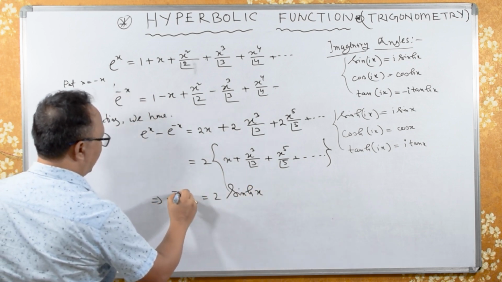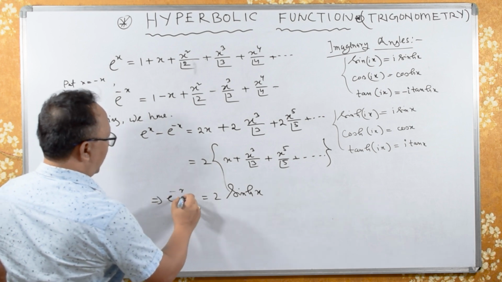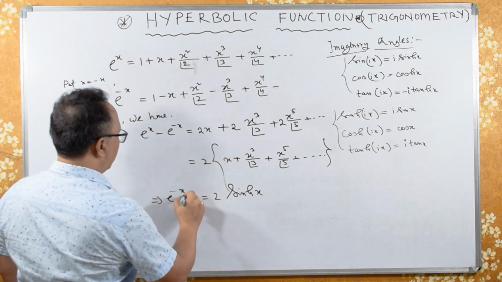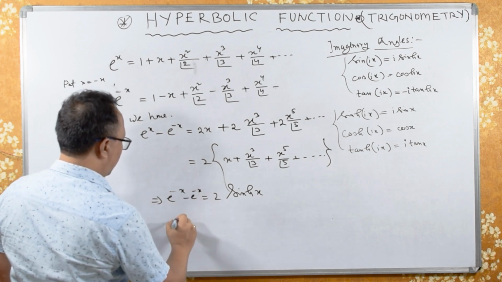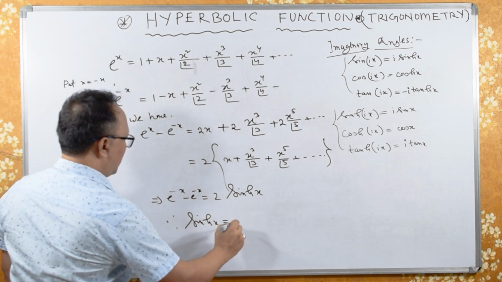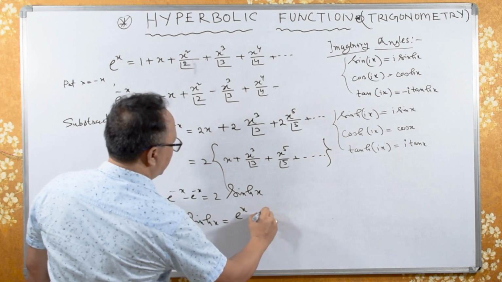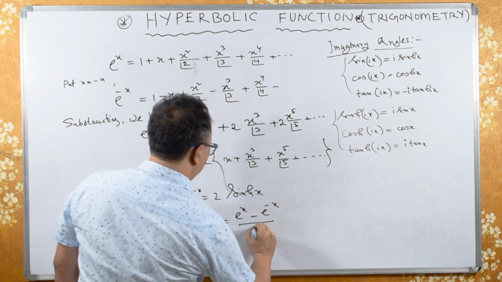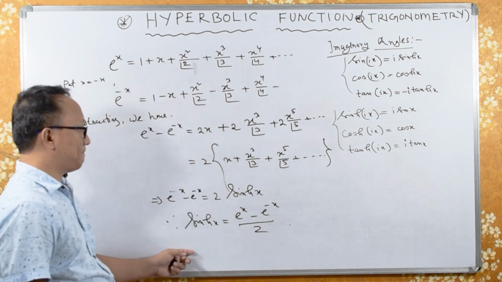Here on the left hand side we have e raised to x minus e raised to minus x, therefore sine hyperbolic x equals e raised to x minus e raised to minus x upon 2.